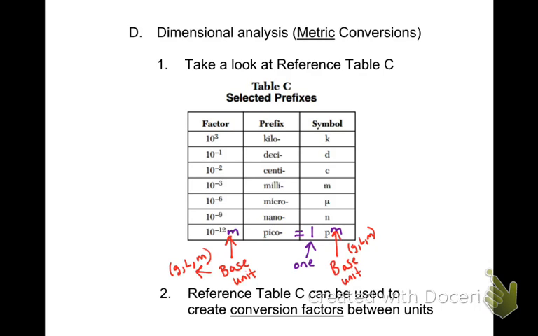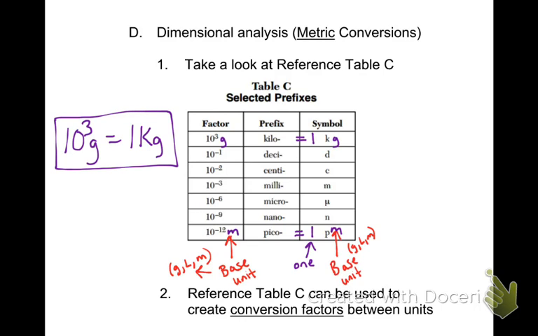Basically, if we take a look at, say, kilo, everybody knows kilograms and things like that. Kilograms, as we know, are larger than grams. So, 10 to the third grams is equal to 1 kilogram. If we write that out as a conversion factor, we would say 10 to the third grams equals 1 kilogram. And this turns out to be an equivalency statement that we can then use to convert from grams to kilograms, or vice versa, from kilograms to grams.